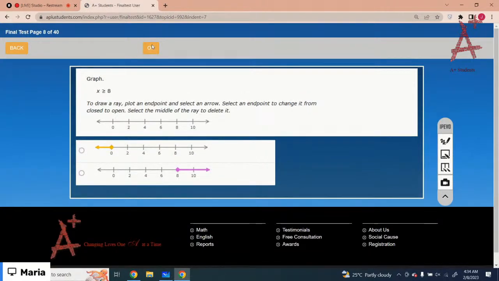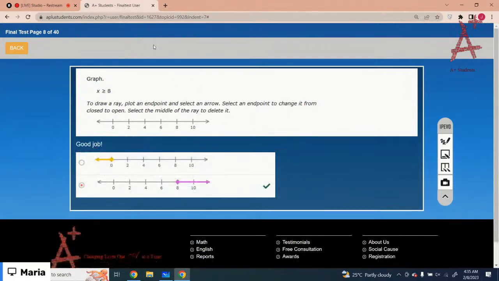Okay, the next one is x is greater than or equal to 8. So which option is the correct one? X is greater than or equal to 8. So which option is the correct one? That is the second one. X is greater than or equal to 8. That means x can be 8 and all the numbers that are greater than 8.